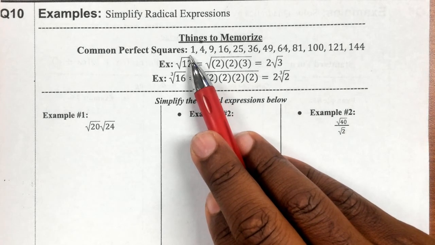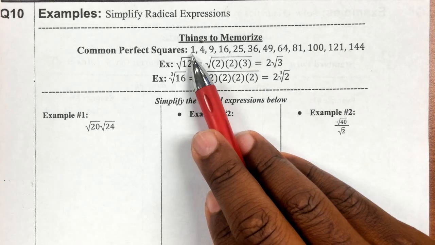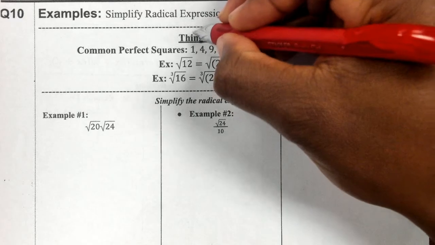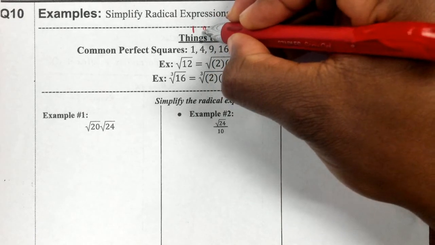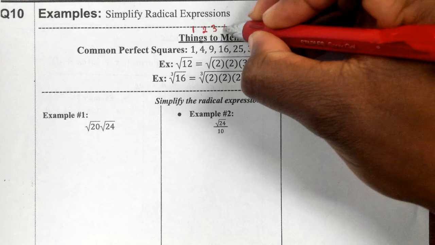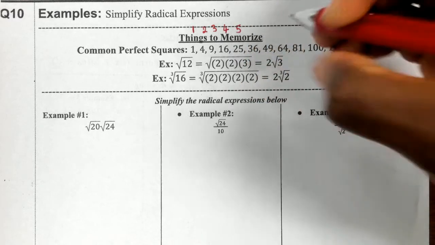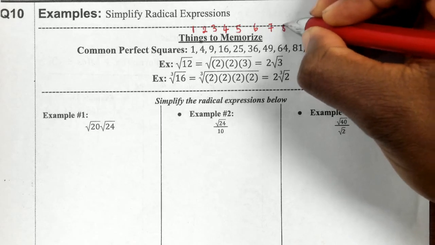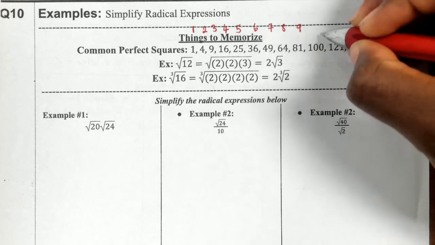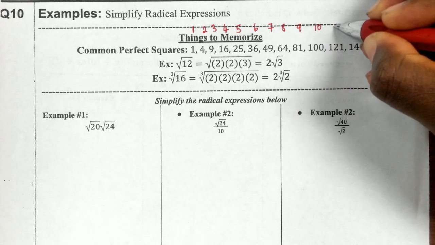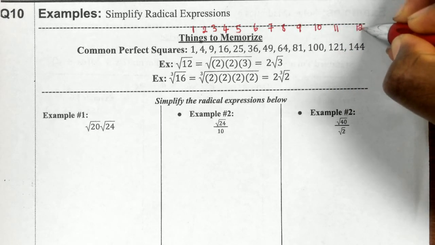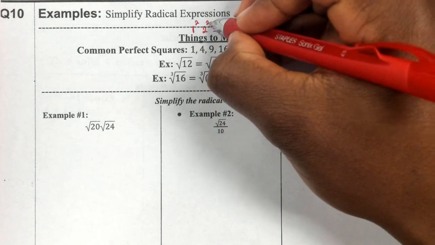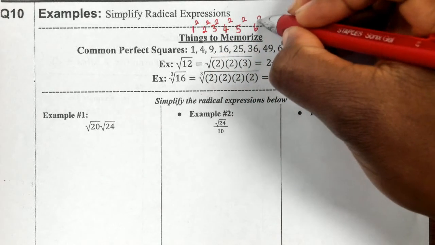You should know your perfect squares, which are given by multiplying these numbers by themselves. So 1 times 1 is 1, 2 times 2 is 4, 3 times 3 is 9, 4 times 4 is 16, 5 times 5 is 25, 6 times 6 is 36, 7 times 7 is 49, 8 times 8 is 64, 9 times 9 is 81, 10 times 10 is 100, 11 times 11 is 121, 12 times 12 is 144. These are all of your perfect squares.